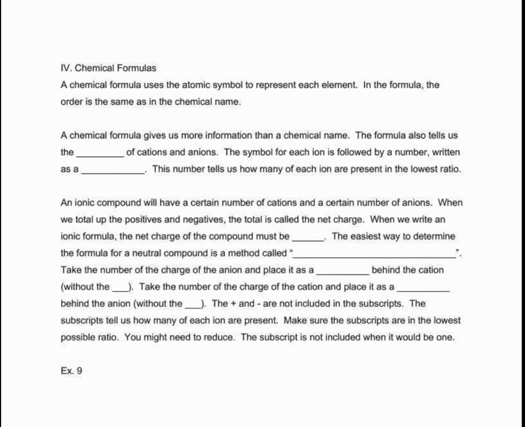There's one major difference. The chemical formula gives us more information than the chemical name. It also tells us the ratio of cations and anions. So the symbol for each ion is followed by a number written as a subscript. This number tells us how many of each ion are present in the lowest ratio.